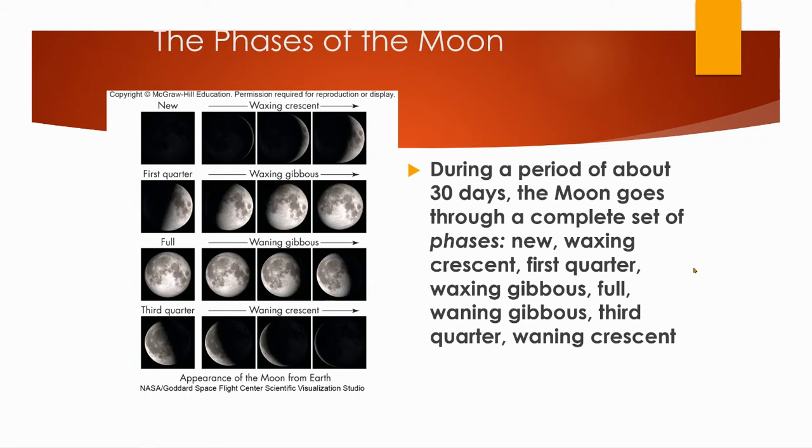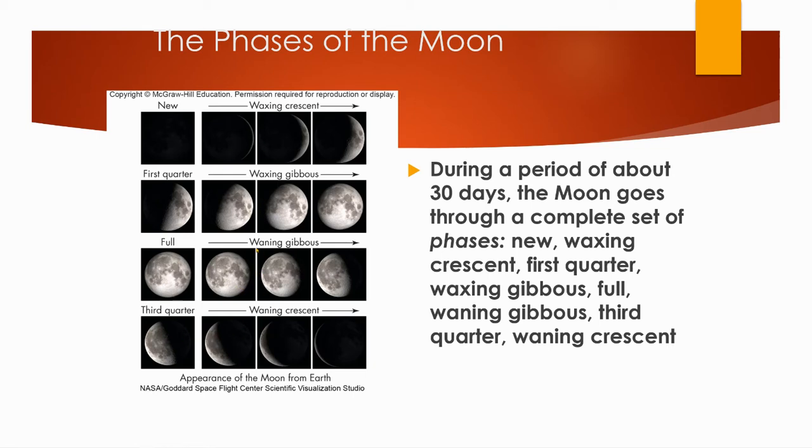During a period of about 30 days, the moon goes through a complete set of phases. The new moon, there's no moon, it's just dark. And then waxing. I like to think of wax as putting the wax on a floor, waxing the floor. When you're waxing the floor, the area you wax gets larger and larger. So waxing means it's getting larger. And then it hits the full moon and then it starts to get smaller, or it wanes.